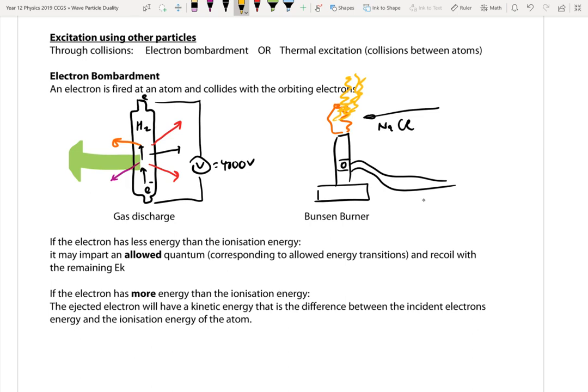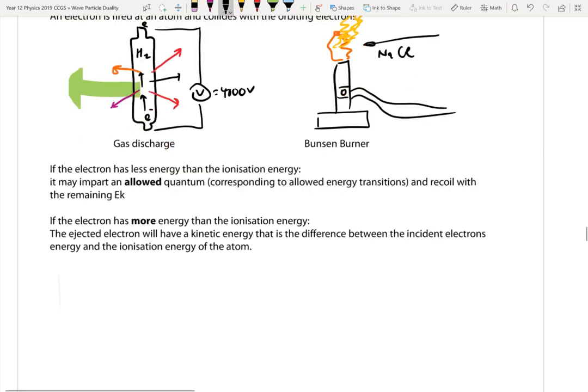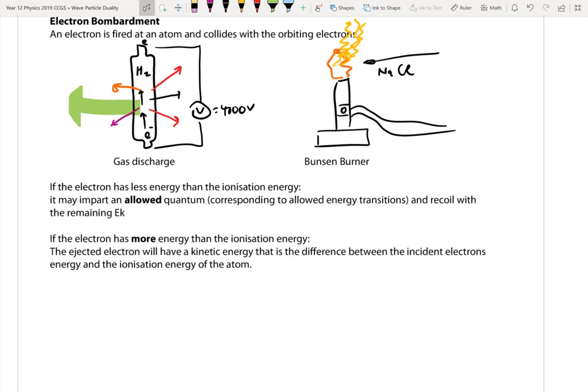Now, here is where the rules are different with electrons. Electrons can collide, so we've got to use the words incident electron and orbital electrons, just to make sure that we're naming them. They are different. The orbital electron's sitting there minding its own business, attached to the atom, and in comes an incident electron. They can impart an allowed amount of energy that corresponds, and then they will travel off with the remaining energy.